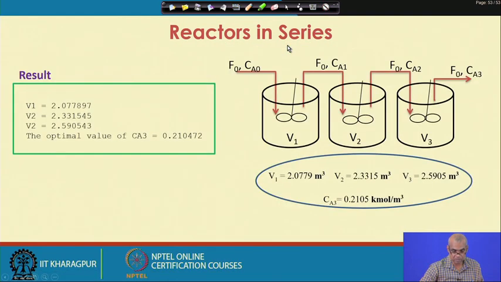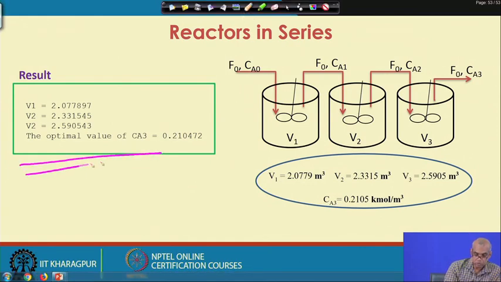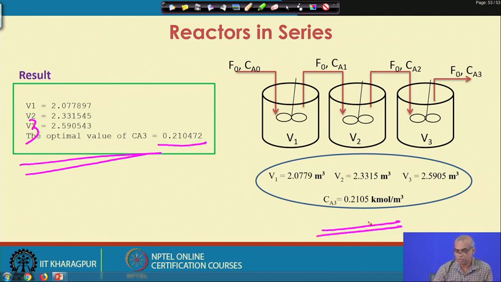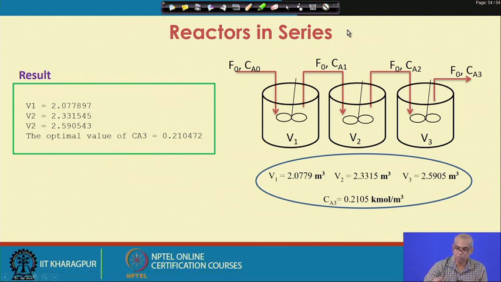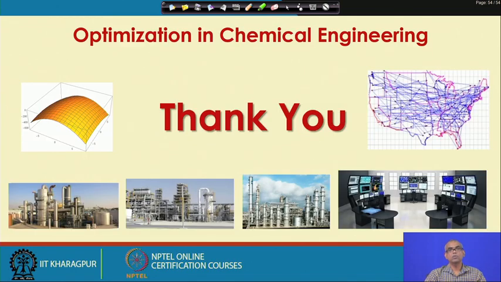If we do this, we will get the solution as V1 equal to 2.07, V2 equal to 2.33 and V3 equal to 2.59, and the optimal value of Ca3 is 0.210472. So, this is the optimal solution. With this you can make use of fmincon and fsolve to solve an optimization problem related to chemical reaction engineering, reactors in series. So, with this we stop lecture 51 here.